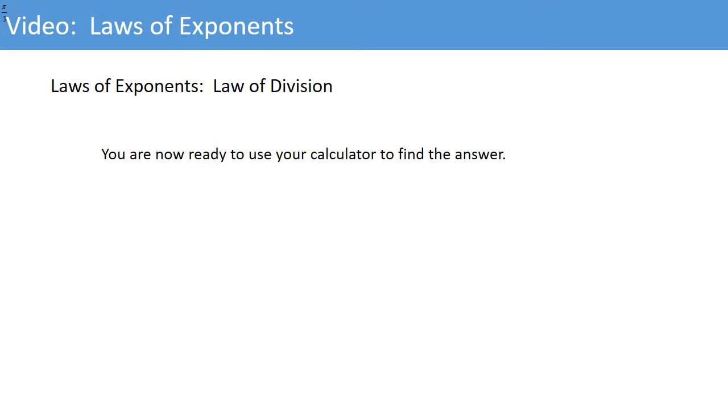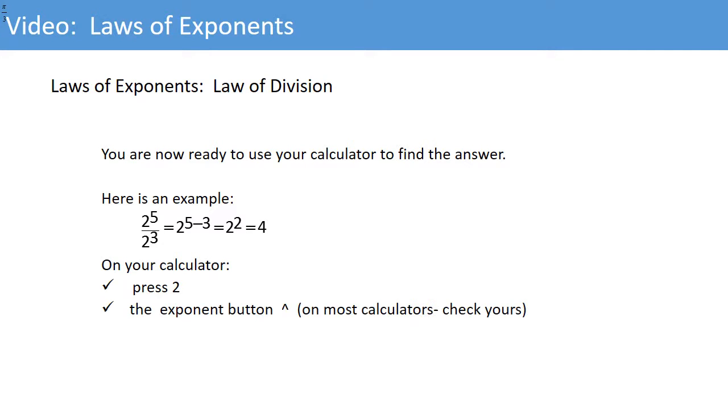Now, you are ready to use your calculator to find the answer. 2 to the exponent 5 divided by 2 to the exponent 3 equals 2 to the exponent 5 minus 3, which is 2 to the exponent 2, is equal to 4. On your calculator, press 2. Press the exponent button. Press 2 to represent the exponent. Press enter, and voila, the answer 4 should appear. Did you get this one?